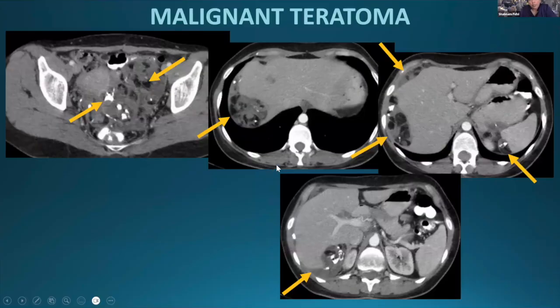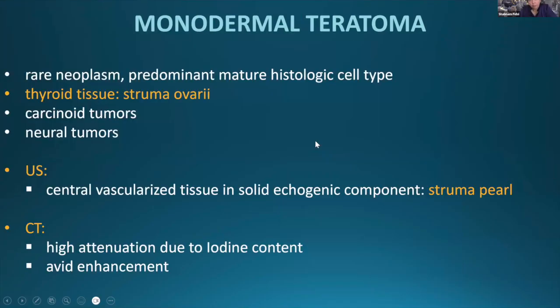This example shows a metastatic teratoma. So there's metastatic disease within the pelvis, and you'll also see these capsular implants involving the liver and spleen, which show evidence of fat, calcification, and soft tissue. And this is basically metastatic disease from a malignant teratoma.